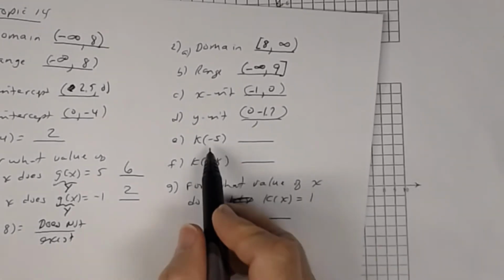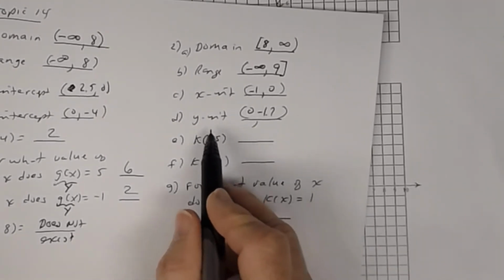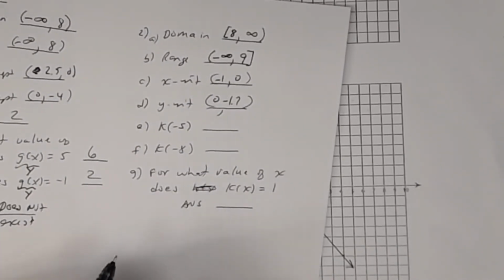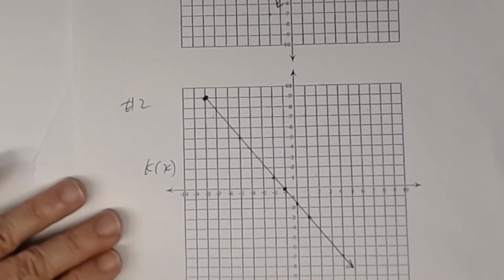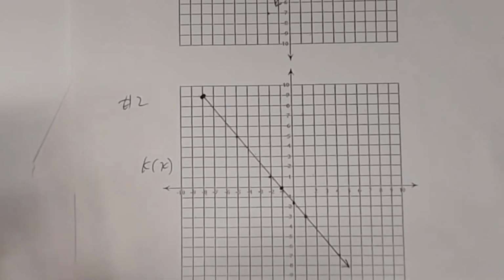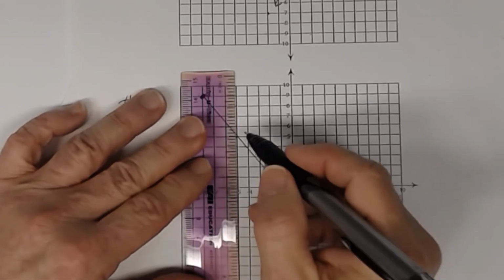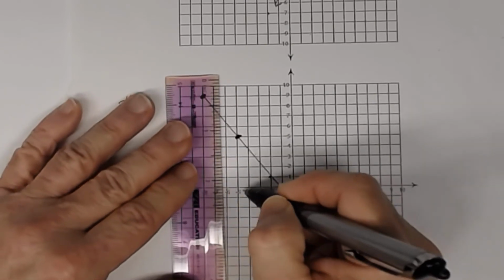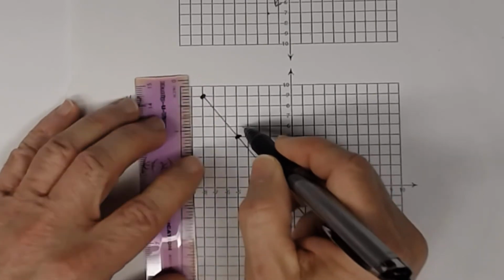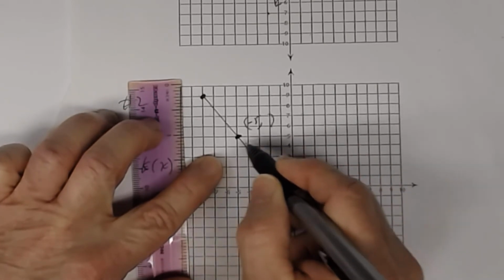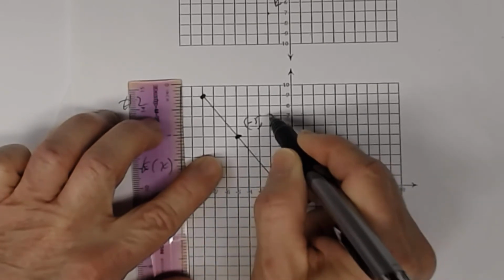Now let's go to k of negative 5. So remember what that means. That means when x is negative 5, what's the y value? So here on the x-axis, locate negative 5. That's here. You use your ruler. So that's this right here. Okay, that's the point that's associated with it. Label that point. So that's negative 5, comma, positive 5.